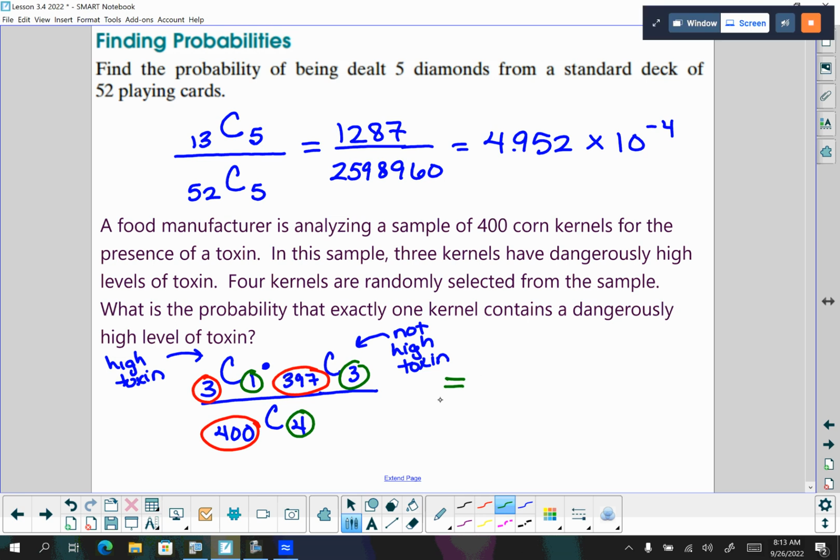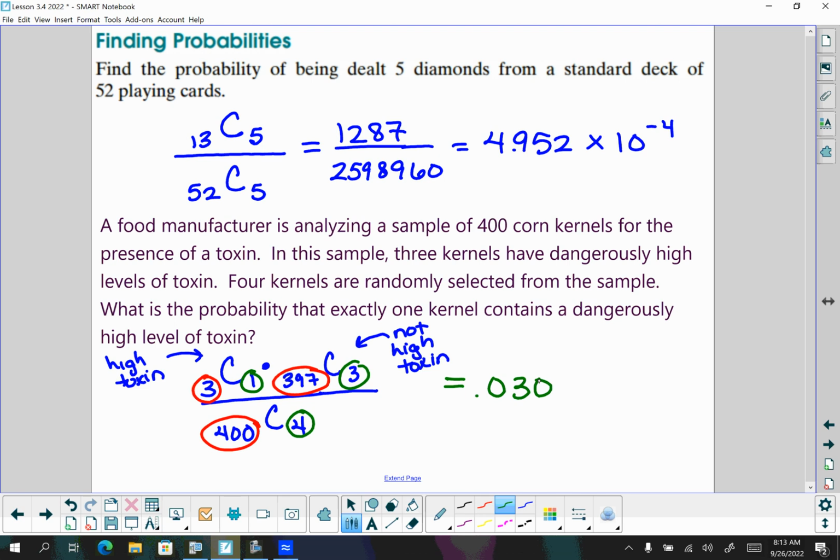So 3 choose 1. Actually, I'm just going to put the whole thing in my calculator. 3 choose 1 is just going to end up being 3. I know that one, but the rest of them get a little messy. Times 397 choose 3. And then I'm going to divide that whole thing by 400 choose 4. And I get 0.0295, so I'm going to say 0.030 if I round that to 3 decimal places. Okay, does that make sense?